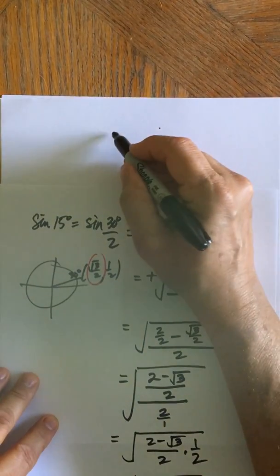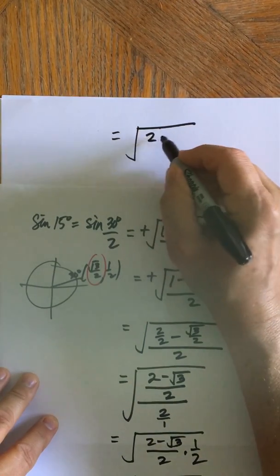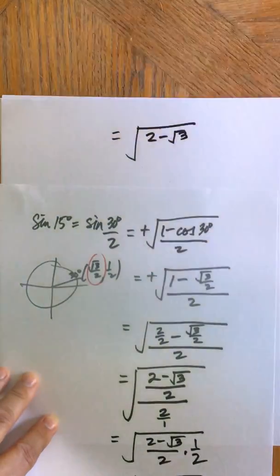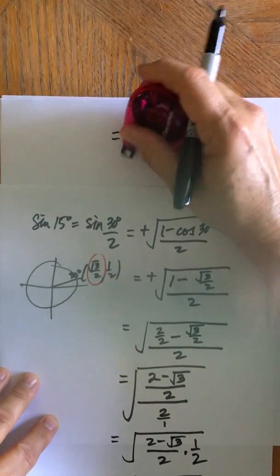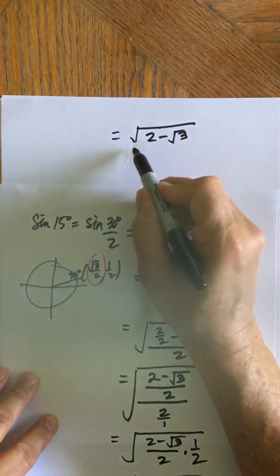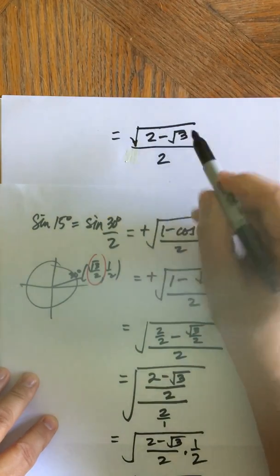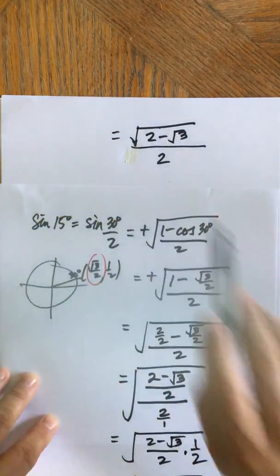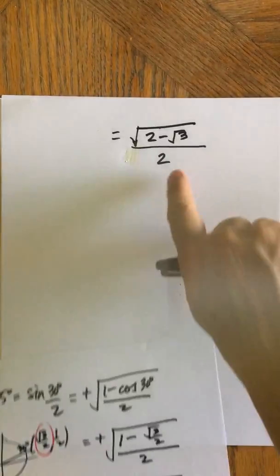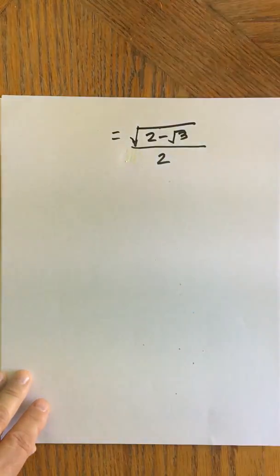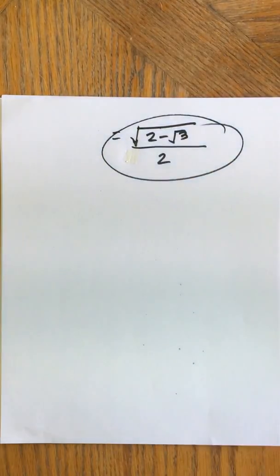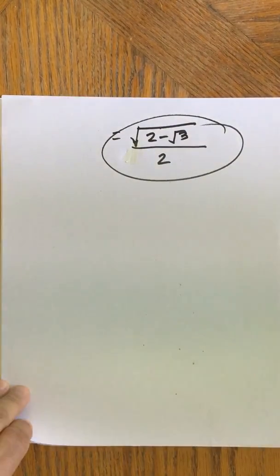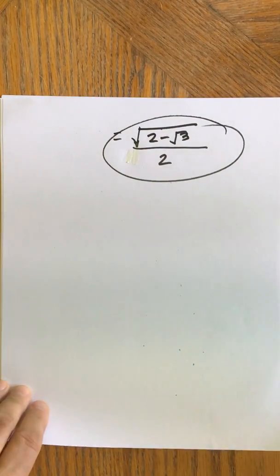that this is square root of 2 minus square root 3. Oops, let me not make that so big. Right? That's the root all over 2. So the root only applies now to the numerator because the square root of 4 is now 2. So that is finally your answer. Okay? All right, so now let's take a look at another example.